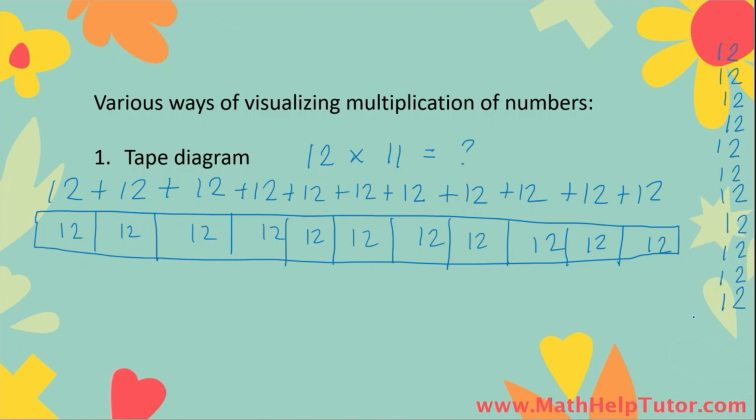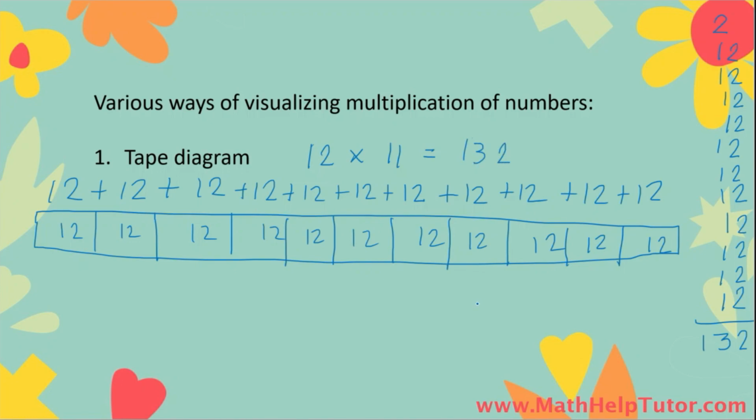So that's 11 times. If we add all these 2s together, we're going to get 22, but we carry over 2 over here. And then we add all these 1s. It's 1, 2, 3, 4, 5, 6, 7, 8, 9, 10, 11, plus 2. So 11 plus 2 is 13, and we get 132. So the answer to 12 times 11 is 132.